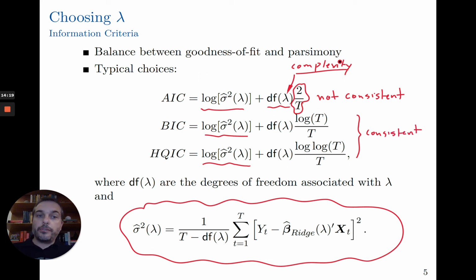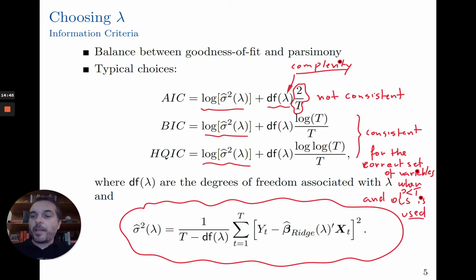But this is consistent for the correct set of variables when p is less than t and OLS is used. For regularization, and especially for the case of ridge, we really don't know. But empirically, in practice, all these three criteria work fine in terms of getting good forecasting results.